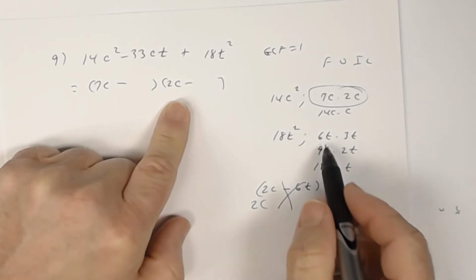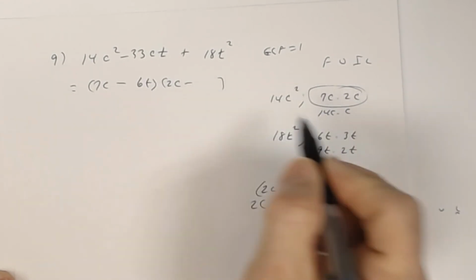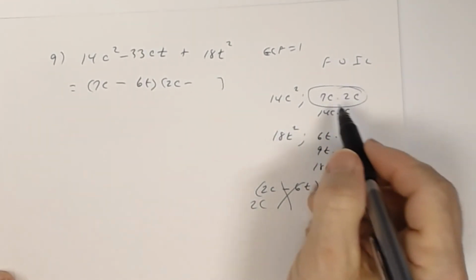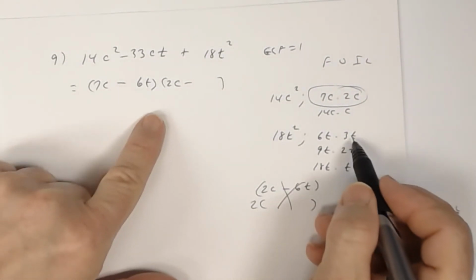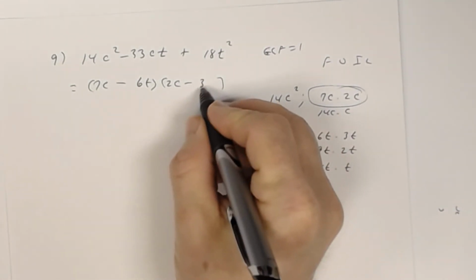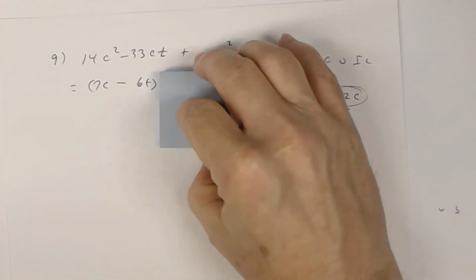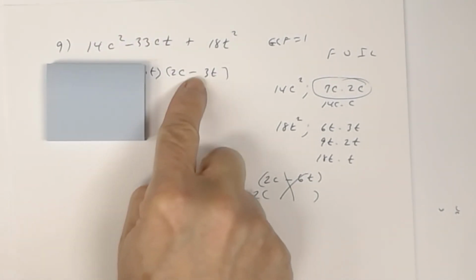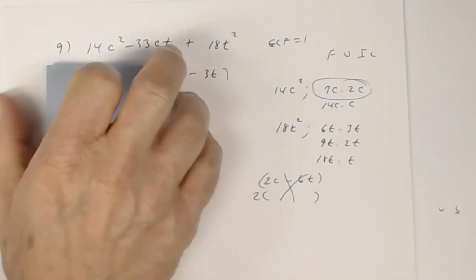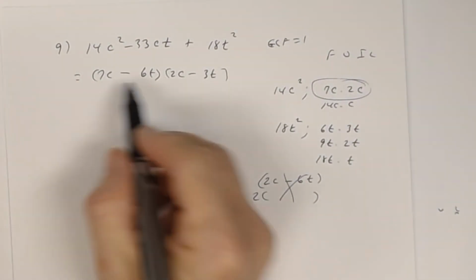So that means that the 6t, you're going to have to put with the 7c. Then the 3t, you have to put here. Okay? And then notice that in both cases, the GCF is 1 for that one, and the GCF is 1 here for that one. Okay? All right. Now let's check.